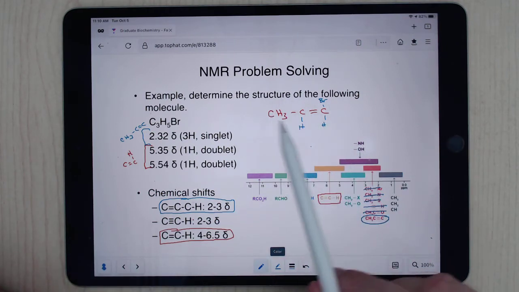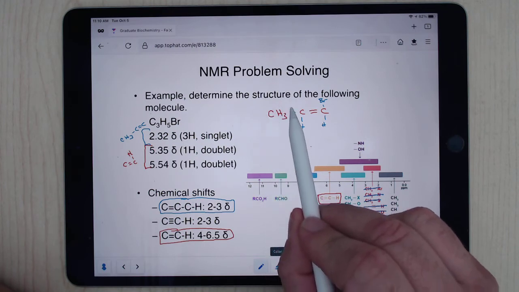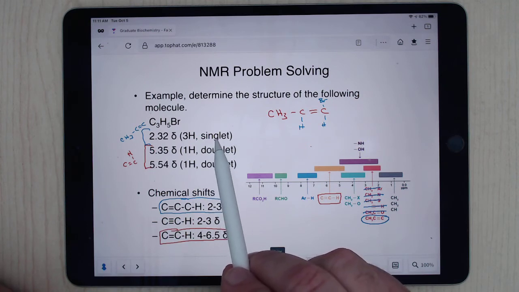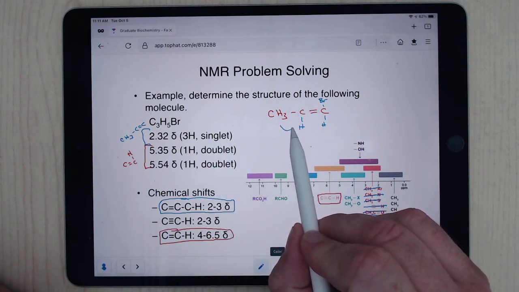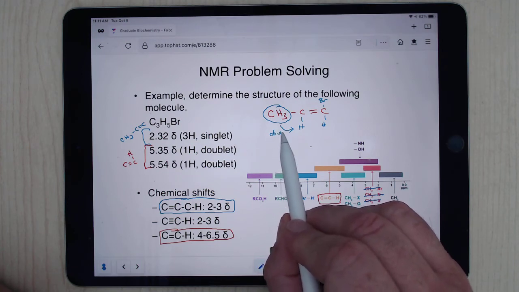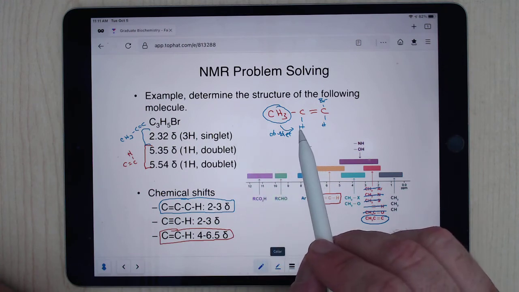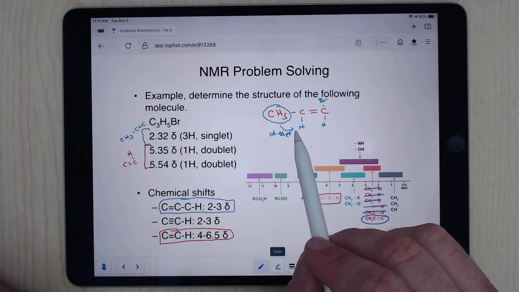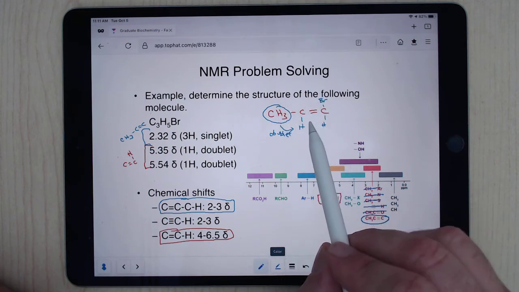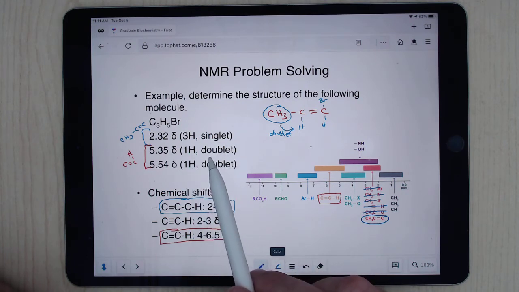Well, the problem is if you look at this signal here, what we need is a singlet. This signal would give a doublet, a 3 hydrogen doublet. That's not what we have. So it can't be this structure because it doesn't align with what we're seeing for the signal.